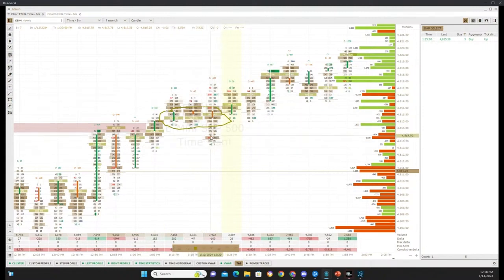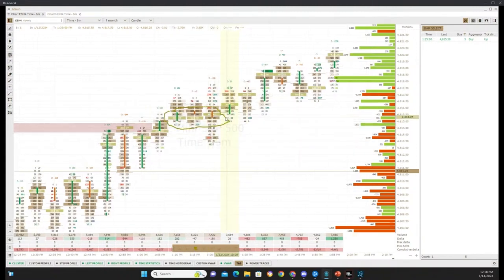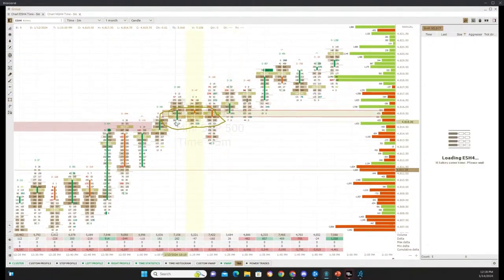So auction-wise, they should be revisiting here. And look what they did. They found a lot of buyers here, aggressive, aggressive, aggressive, and they pushed higher. So now if they were to come back to this level, let's say this level right here, it might be a good buy zone, right?